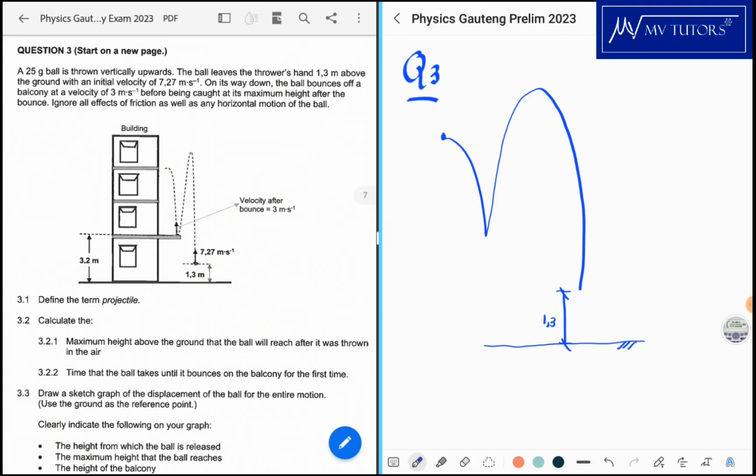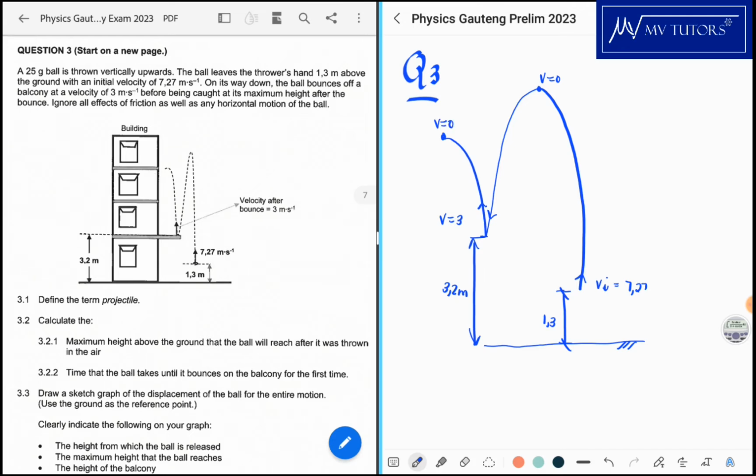So what do we know? We know that the initial velocity with which it was thrown is 7,27 meters per second. When it reaches its maximum height after it was thrown, we know that the velocity is 0. We don't know the velocity with which it reaches the balcony, but we know that the height of the balcony above ground is 3,2 meters. Then we know that the velocity with which it leaves the balcony is 3, and once it reaches its maximum again, we have 0.